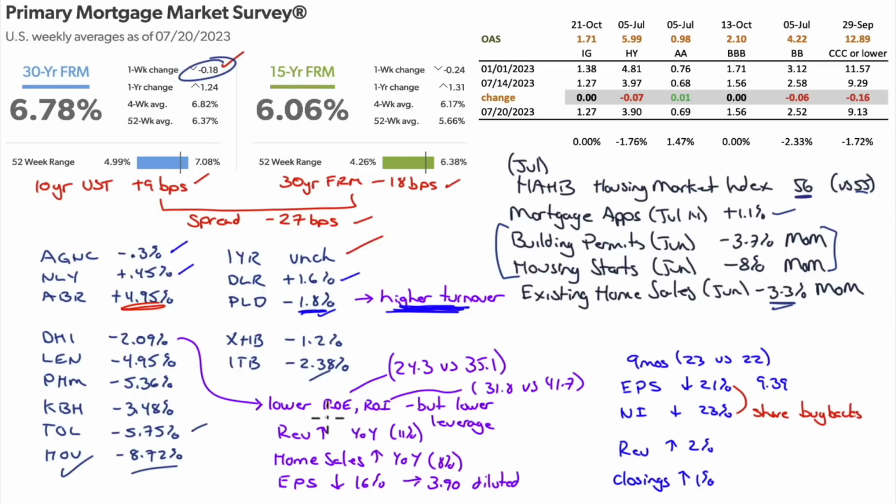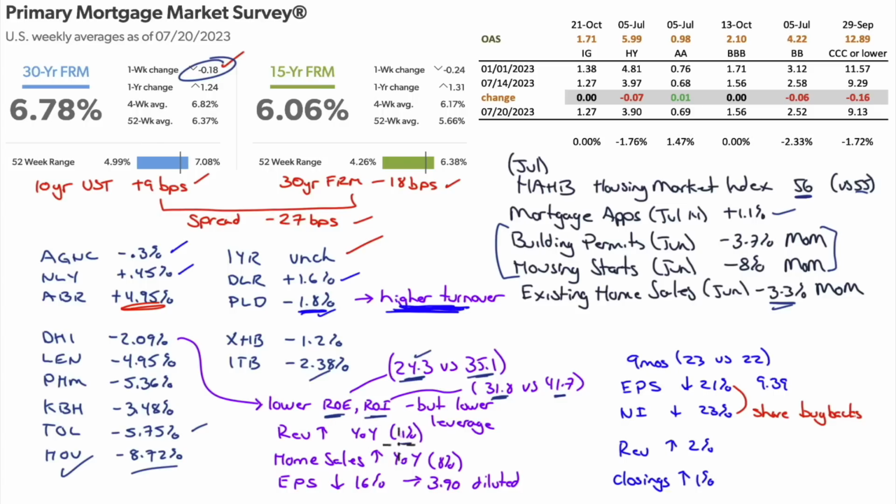DHI, DR Horton, lower return on equity and return on inventory: 24.3 versus 35.1 year over year. Now, mind you, much lower leverage. If you decompose ROE, those CFA candidates and charter holders out there will understand the ROE decomposition. Leverage is one of the factors. If you reduce leverage, you can reduce return on equity. You can always get ROE higher by increasing leverage. So yes, lower leverage, higher cost of financing. Let's lower that leverage while you would expect a lower return on equity. Return on inventory 31.8 versus 41.7.